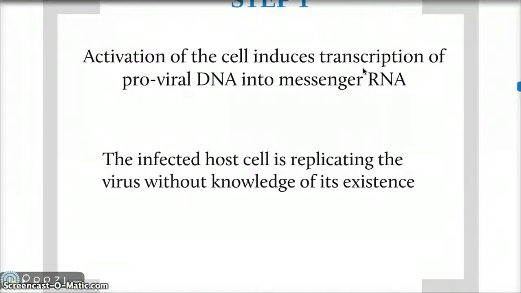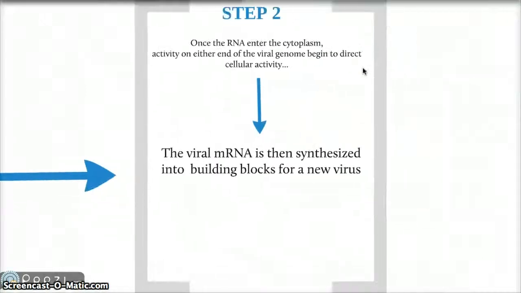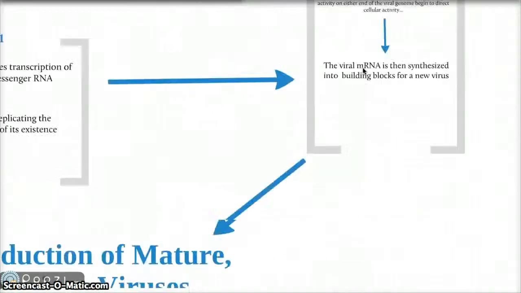Replication. Step 1. Activation of the cell induces transcription of proviral DNA into messenger RNA. The infected host cell is replicating the virus without knowledge of its existence. Step 2. Viral mRNA is then synthesized into building blocks for a new virus.